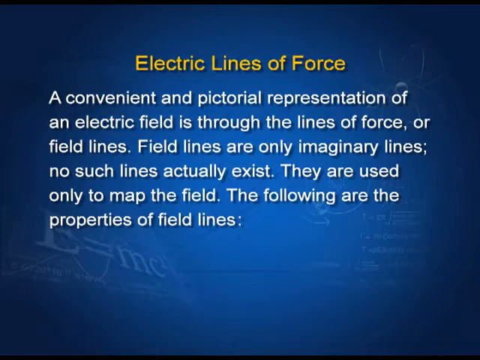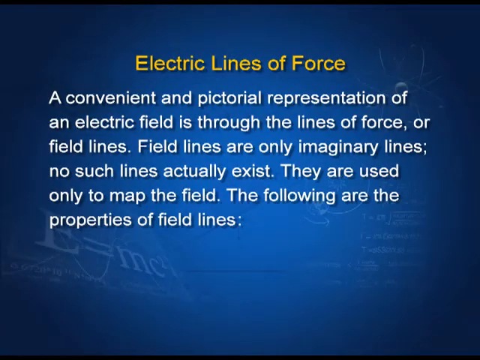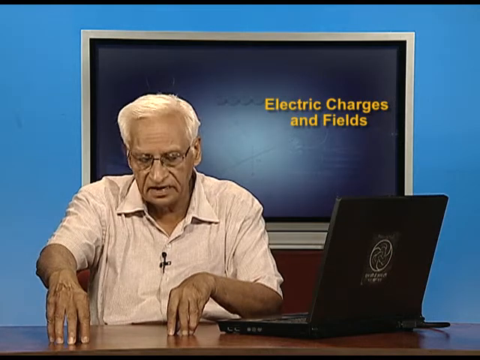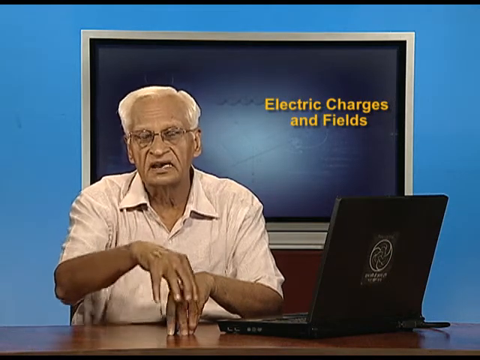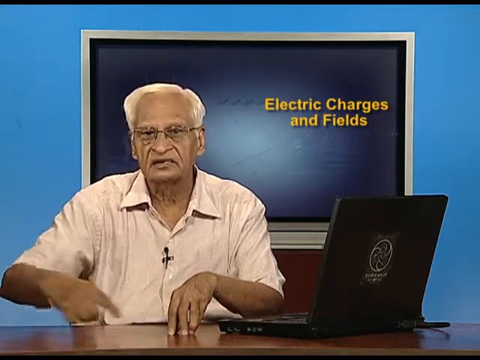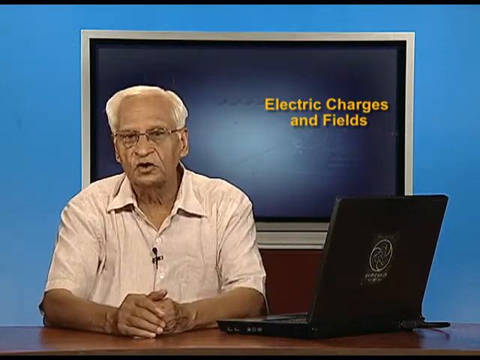A convenient and pictorial representation of an electric field is through the lines of force or field lines. The field lines are only imaginary lines. Now, this is important to remember. There are no lines. If one charge is here, another charge is here, there are no lines. These are only imaginary lines. These lines are drawn to map the electric field. So, what are the properties of these lines of force?